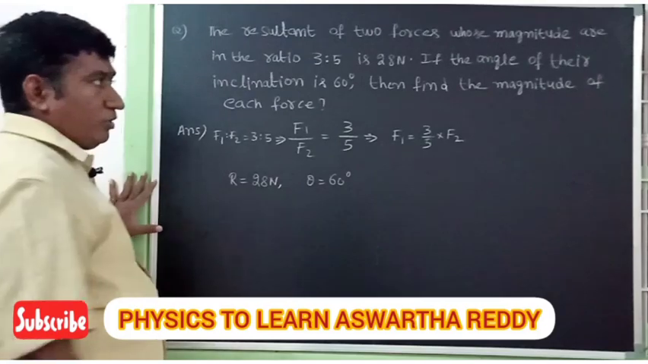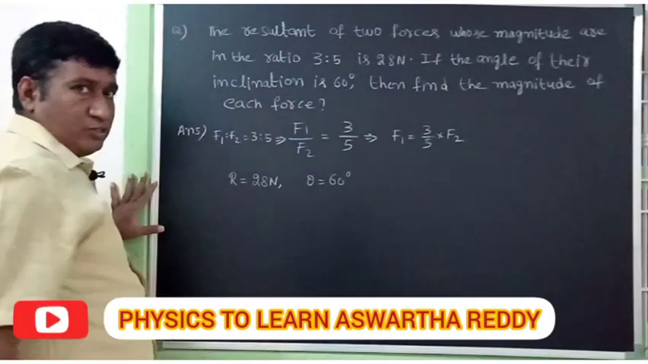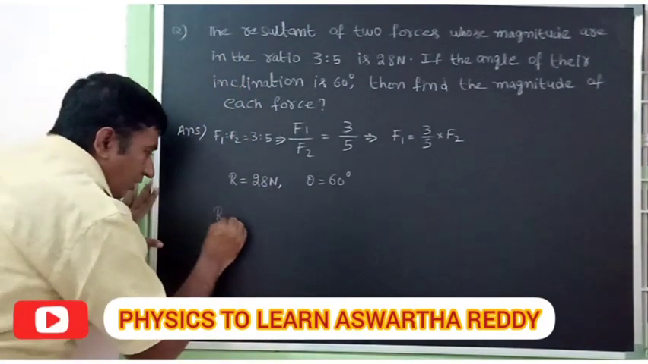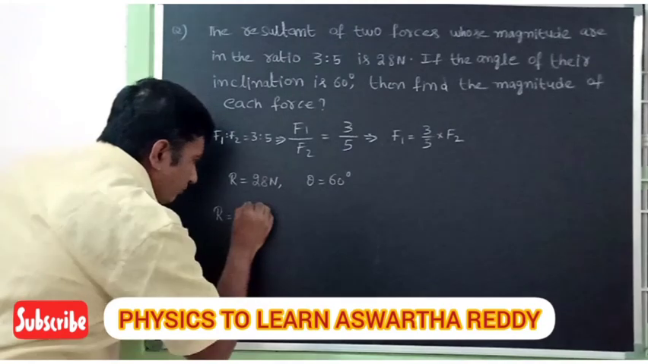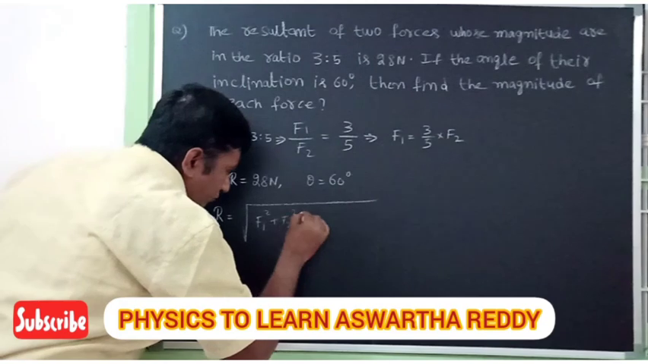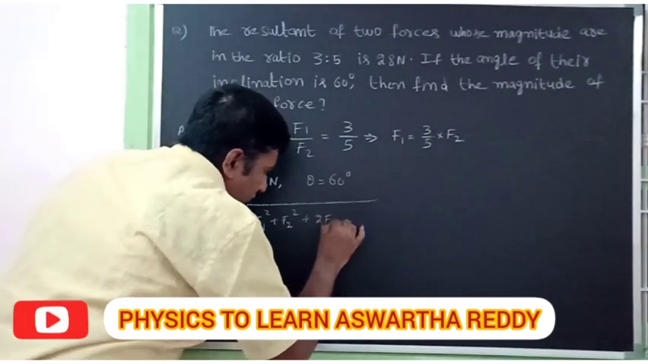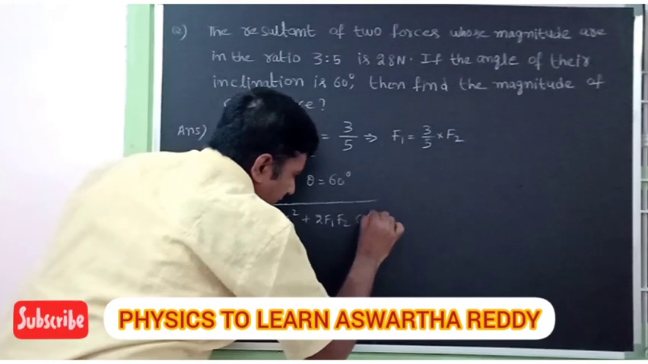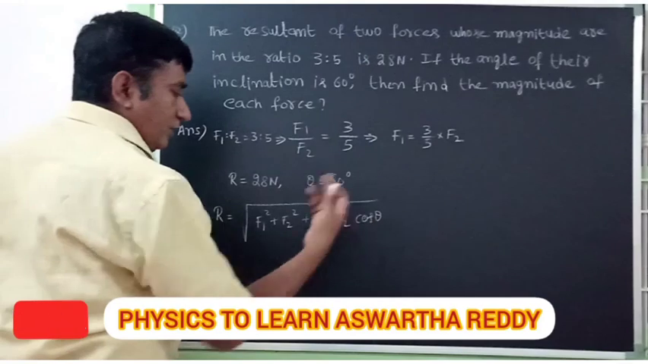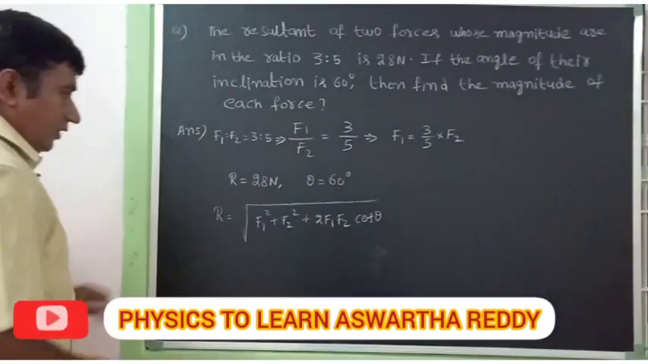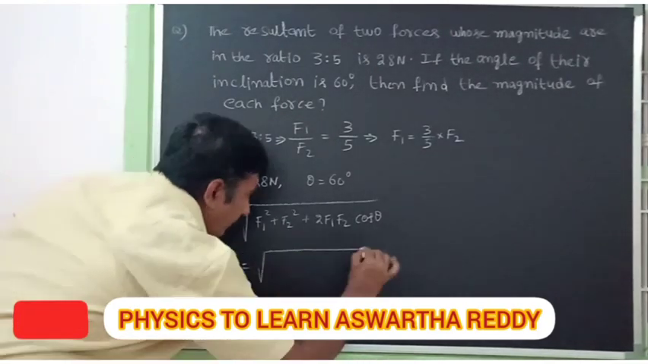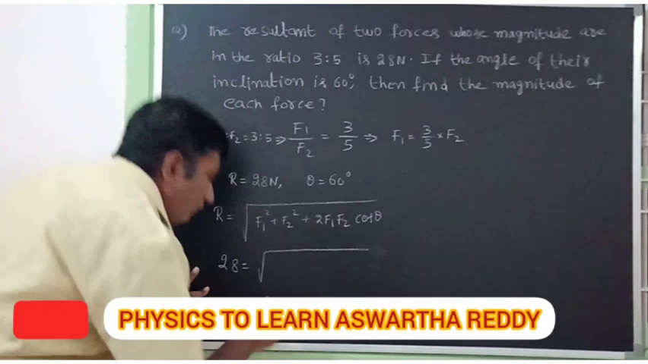Now what do we have to find out? We have to find the magnitude of each force, F1 and F2. So from the parallelogram law of vectors, R is equal to root of F1 square plus F2 square plus 2 F1 F2 cos theta. We know the R value, F1, F2, and the theta value, which we can substitute. So the R value is 28 and F1 is equal to 3 by 5 into F2.